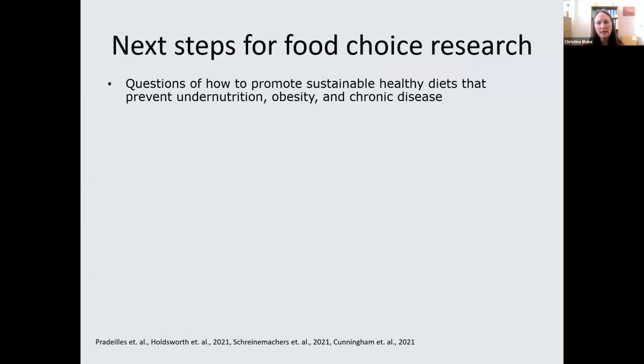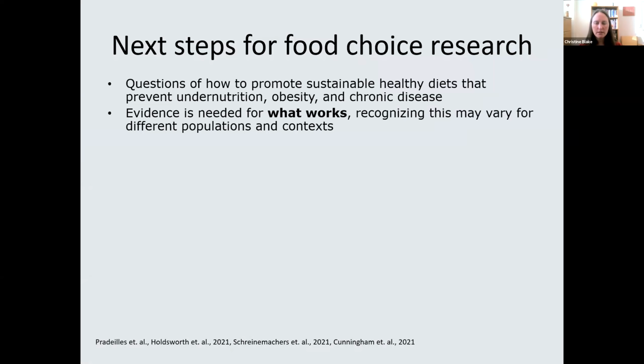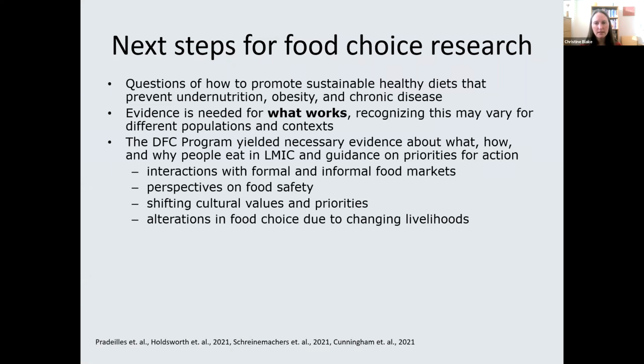So to simultaneously address sustainable healthy food choice that prevents undernutrition and obesity and chronic disease, we need new approaches. Evidence is needed for what works, recognizing this may vary for different populations or contexts. And the DFC program has yielded necessary evidence about what, how, and why people eat in low and middle income country contexts, and guidance on priorities for action, including those dealing with interactions with formal and informal food markets, perspectives on food safety, shifting cultural values and priorities, and alterations in food choice due to changing livelihoods. And this evidence is necessary to foster promising innovations in food systems research.